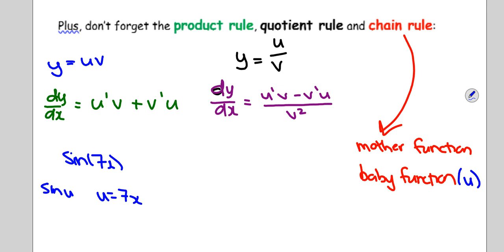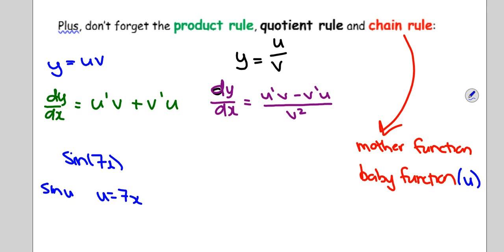So you've got to multiply the derivative of the mother by the derivative of the baby. That's different from integral calculus, where you take the reciprocal of the derivative of the baby multiplied by the integral of the mother. Whereas here it's much simpler: the derivative of the baby times the derivative of the mother, and then sub u in at the end if you want.